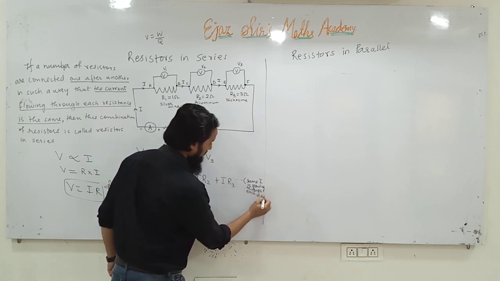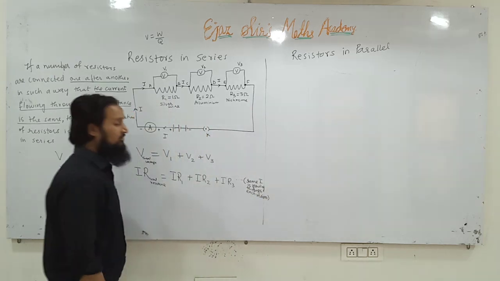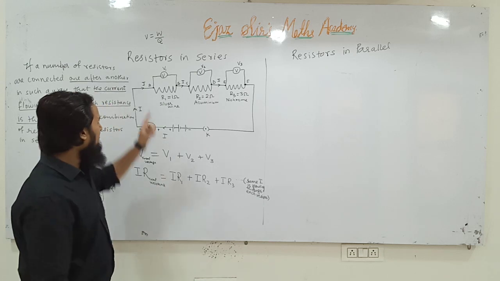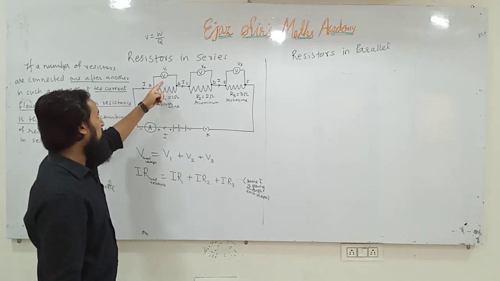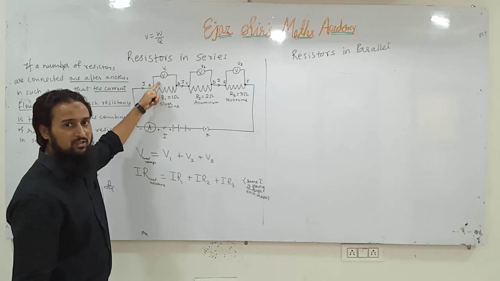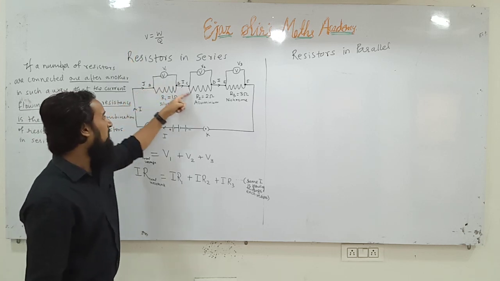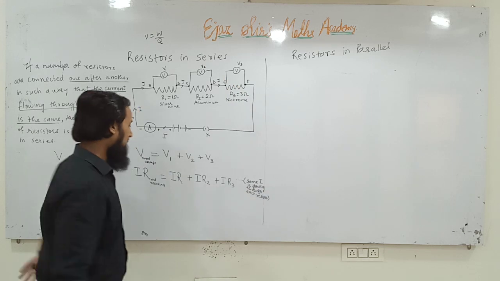Same current is flowing through each resistor. Why? Because there is no other path for the current to flow. It cannot be divided into branches. A voltmeter is an ideal voltmeter with infinite resistance, so no current will go there. All the current has only one path to follow. That's why current is not divided.